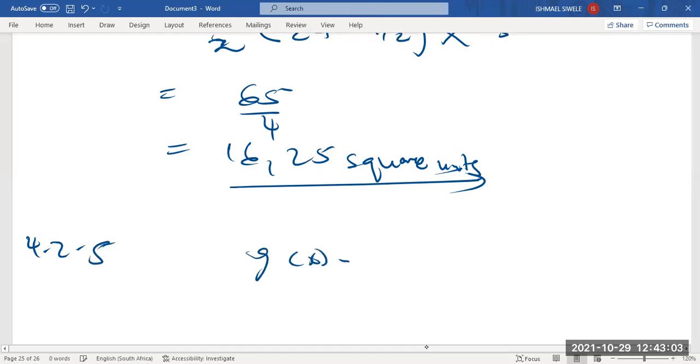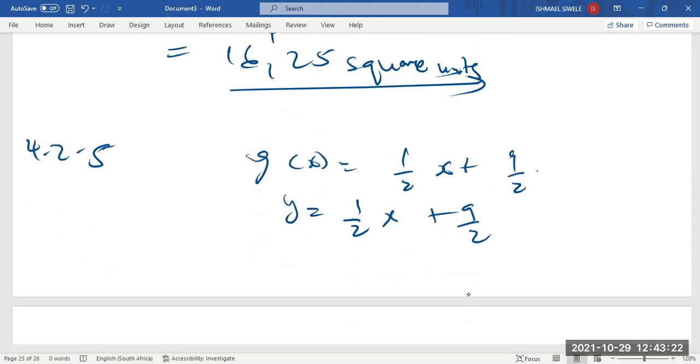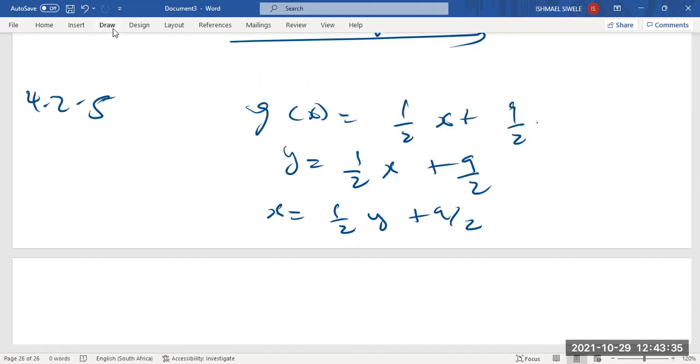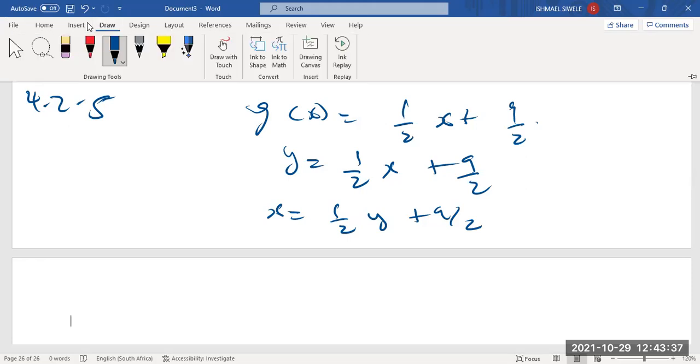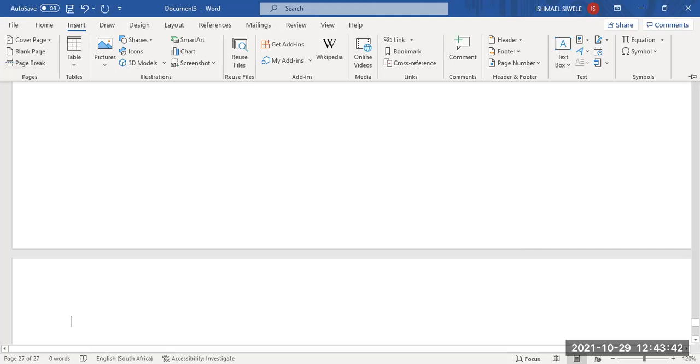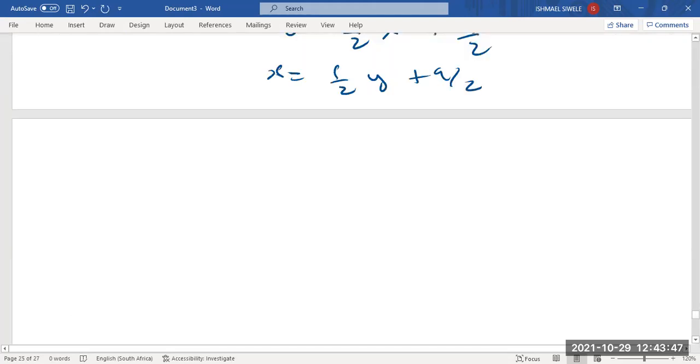So the graph of g was given to us as g of x equals 1/2 x plus 9/2, and g of x is the same as y, right? So the first thing that we do when we find the inverse, we swap. So I have here x equals 1/2 y plus 9/2, right? And then now I'm solving for y. Let's solve for y. So I have to insert a page break. Okay, let's see. So I'm going to have what?